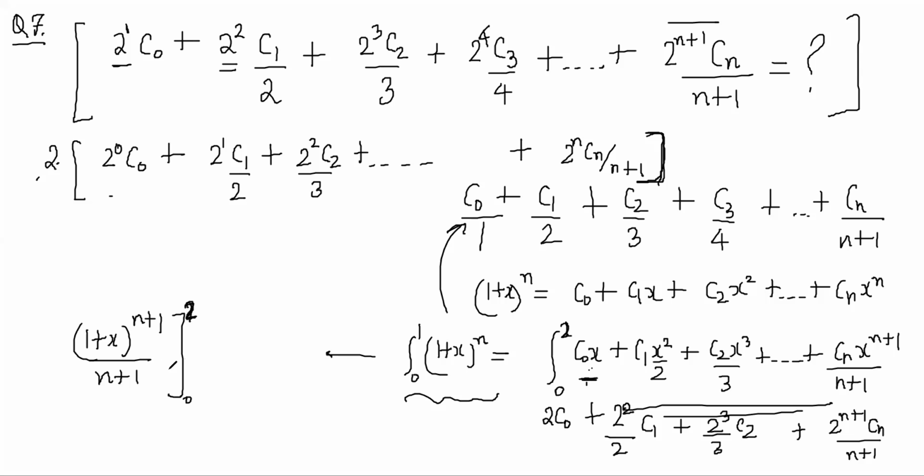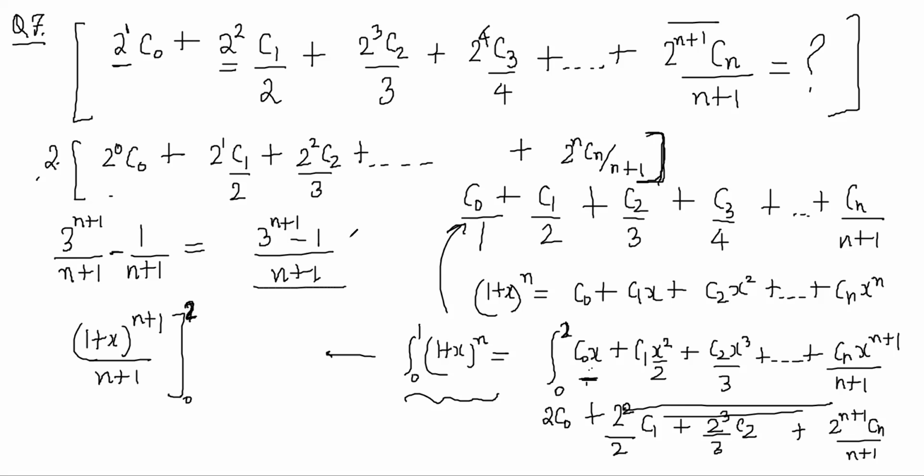If you do 0 to 2, this becomes basically 3 power n plus 1 by n plus 1 minus 1 by n plus 1. So the answer is 3 power n plus 1 minus 1 by n plus 1. Is it making sense? Yes, sir.